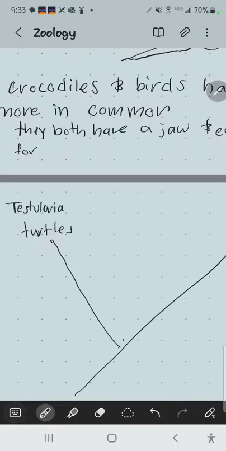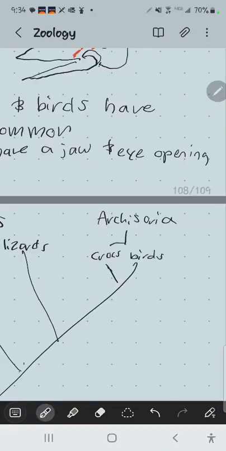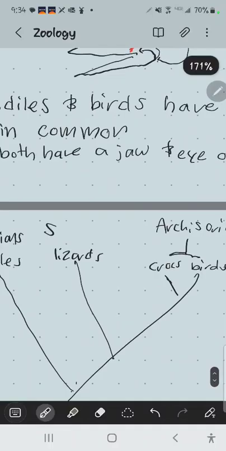For Saurischians, Saurischian means reptile in Latin. And then this would be the crocodilian and birds. And this group would be called the Archosaurian, because they also have the most in common with certain kinds of dinosaur skeletons, namely the ornithischians, which are the bird-like dinosaurs.